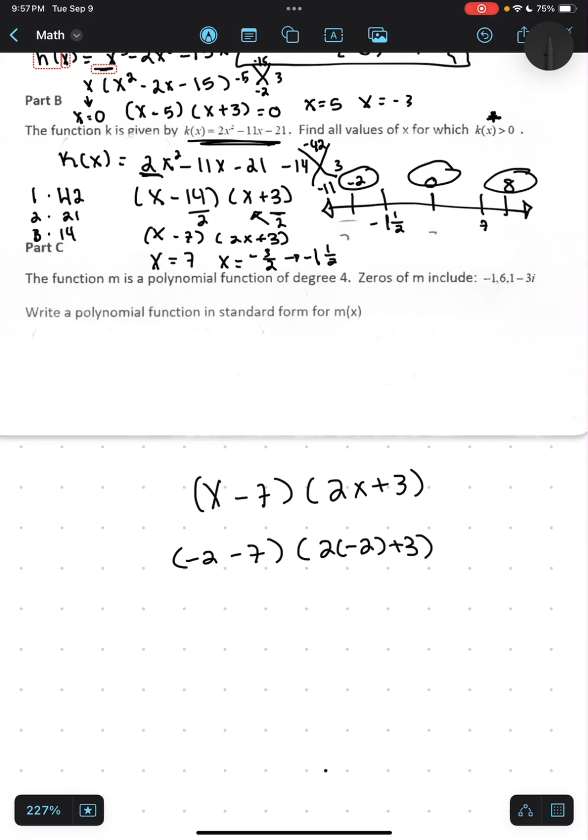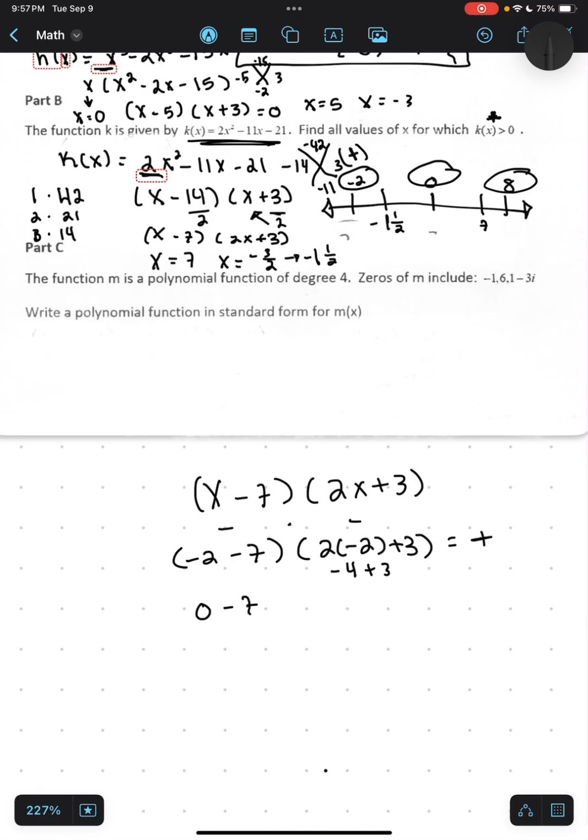And then this gives us a negative number. This gives us negative 4 plus 3, which is a negative number. A negative times a negative is equal to a positive. Okay, so we know negative 2 is positive. Now we plug in 0.